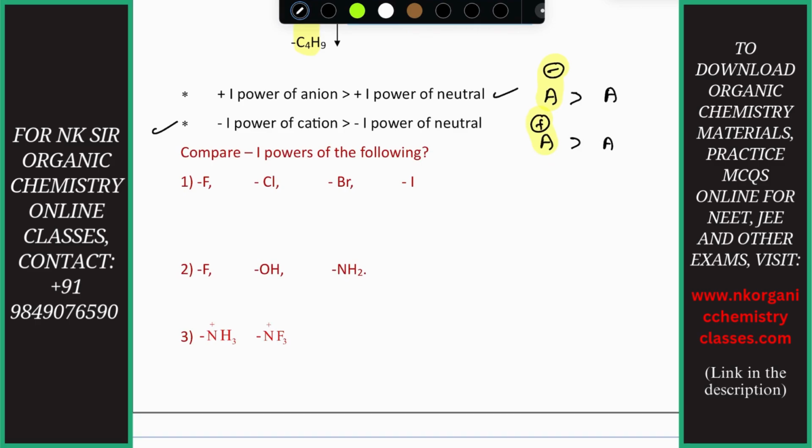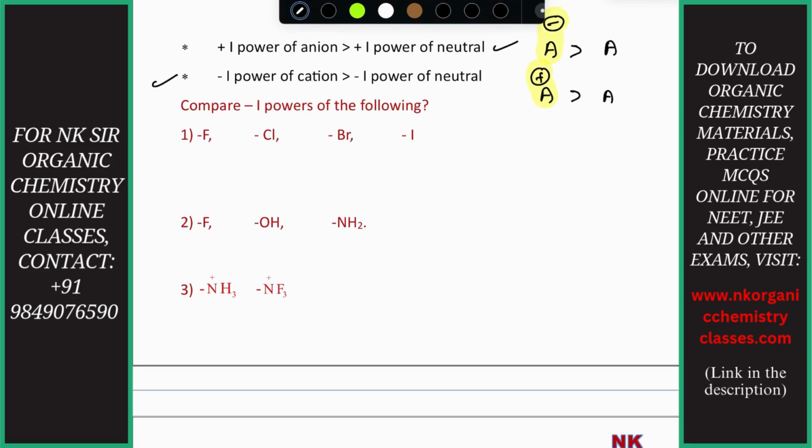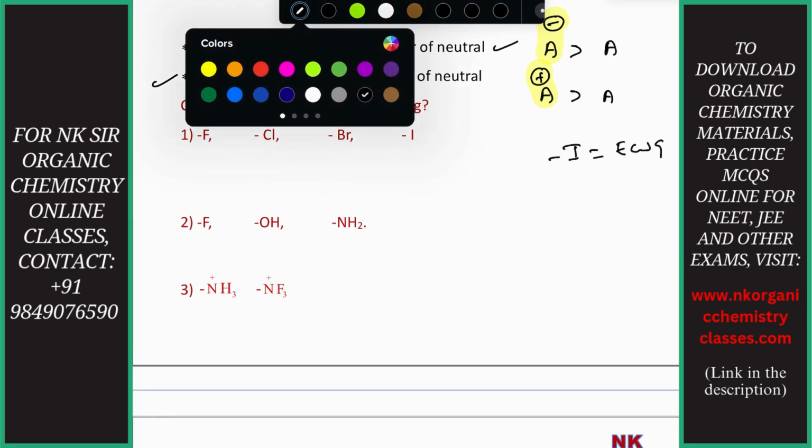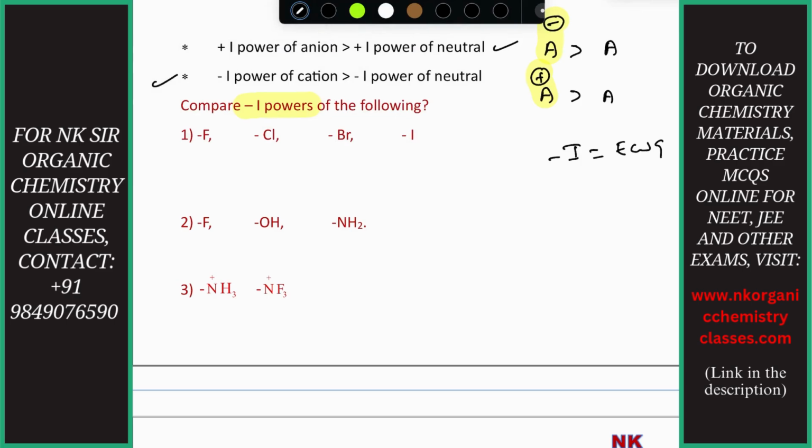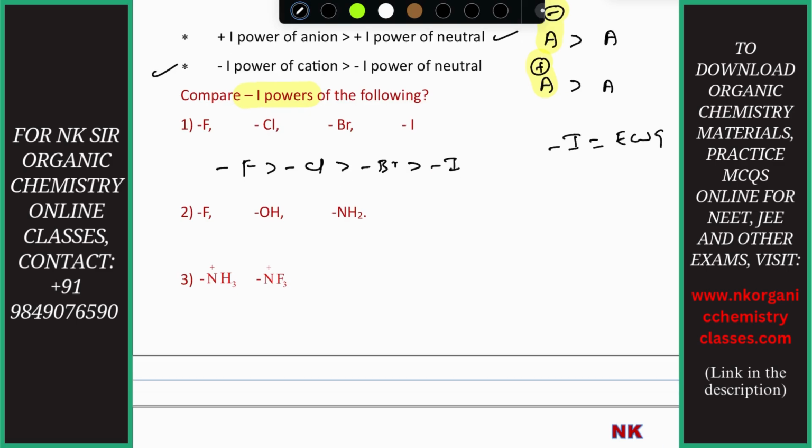Guys, let us do some questions about the inductive effect. So, what is the question here? Compare the minus I powers of the following. Guys, what is minus I power? Minus I, as I already stated, is electron withdrawing power. Minus I means electron withdrawing group. So the first question is: fluorine, chlorine, bromine, iodine. So minus I power is more for fluorine than chlorine, than bromine, than iodine. Why? The reason is that fluorine is more electronegative, so it can withdraw electrons more easily than chlorine, bromine and iodine.